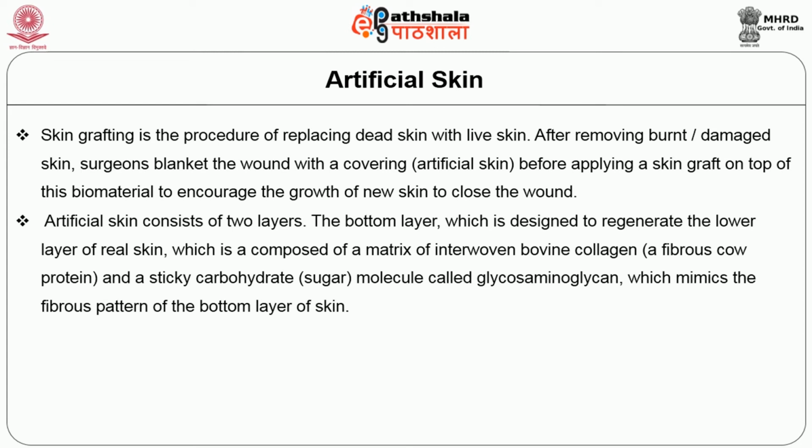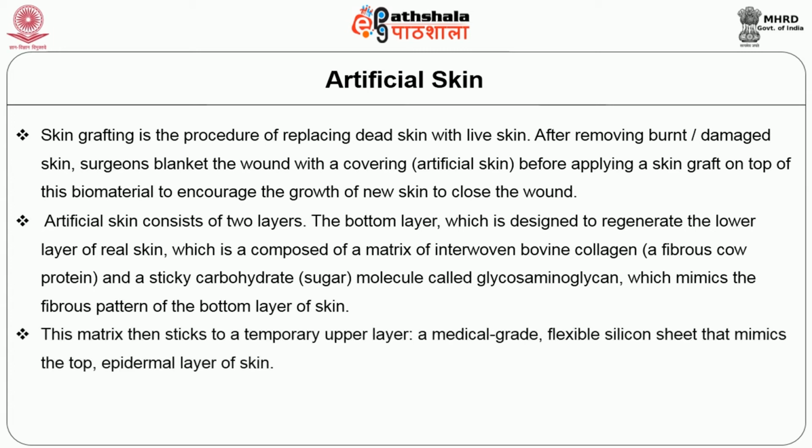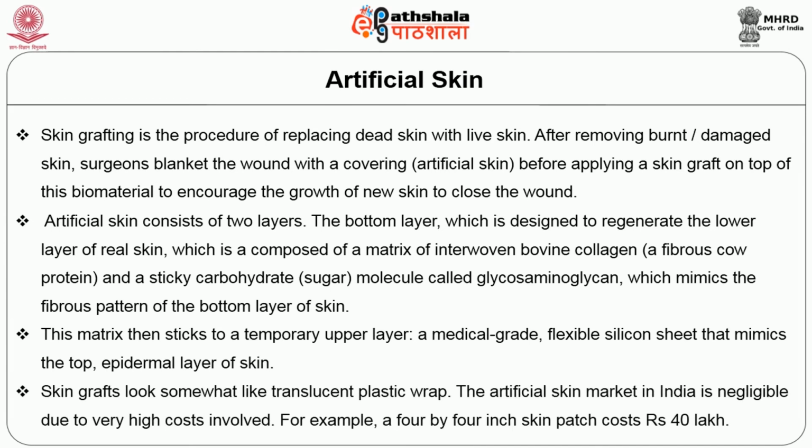Artificial skins consist of two layers. The bottom layer of real skin is composed of a matrix of interwoven biocollagen and a sticky carbohydrate molecule called glycosaminoglycan, which minimizes the fibrous pattern of the bottom layer of skin. This matrix then sticks to the temporary upper layer, a medical grade flexible silicone sheet that mimics the top apical layer of the skin. Skin grafts look somewhat like transparent plastic webs.